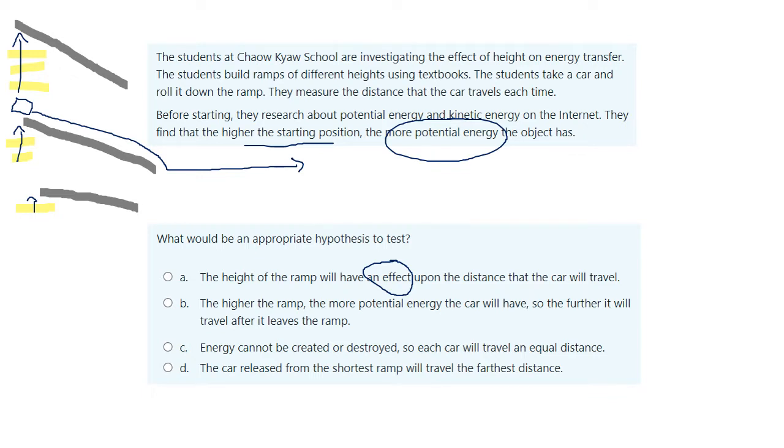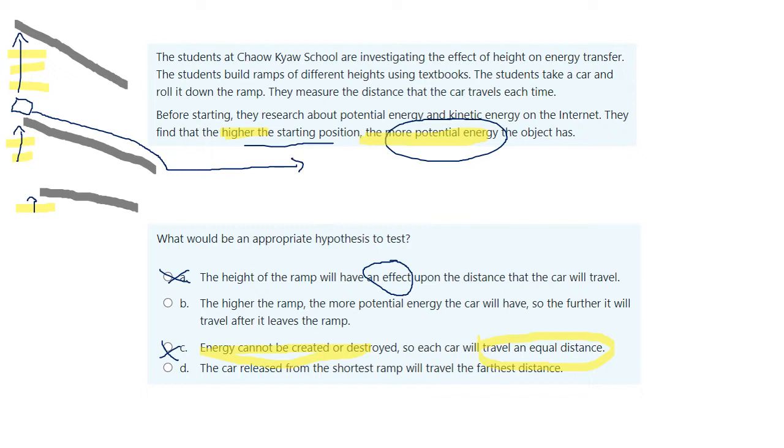C, energy cannot be created or destroyed, so each car will travel an equal distance. Well, the problem with that is the first part is true. Energy cannot be created or destroyed. But the problem is with the second part, where it's saying the cars will travel an equal distance. The passage said higher objects have more potential energy. So if they have more energy, then they have more energy that they can use. So they will probably not go an equal distance because more energy would mean more movement. So C looks like it's also going to be wrong.